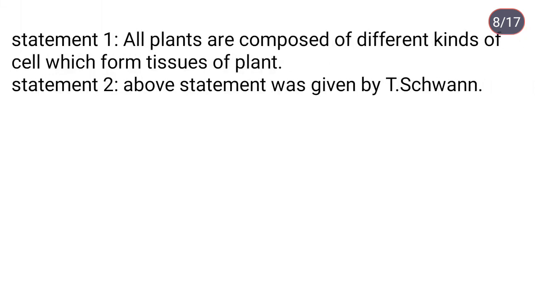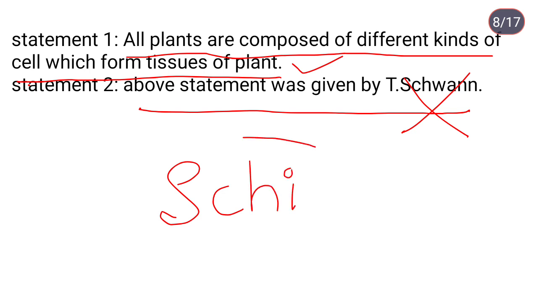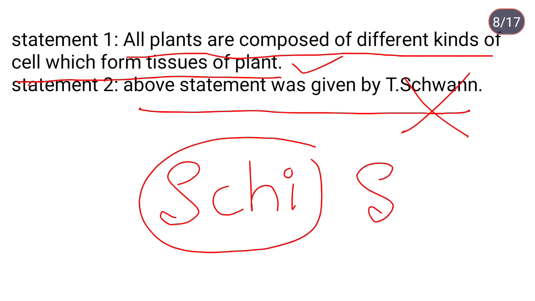And the next question says, statement 1: all plants are composed of different kinds of cells which form the tissues of the plant. Yes, this is absolutely a correct statement. Statement 2: the above statement was given by Schwann. This is a wrong statement, because this statement was given by Schleiden, not Schwann. So we can say that statement 1 is true, whereas statement 2 is false.